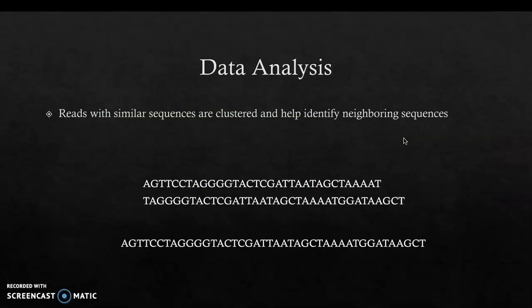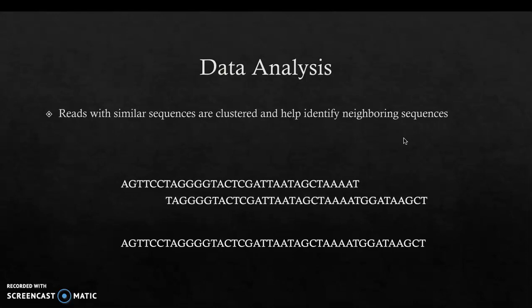So then we move on to the analysis step. Reads with similar sequences are clustered together and they're basically assumed to be the same piece of DNA, or they're considered to be pieces of neighboring DNA. And so what you're seeing here is two pieces of DNA that to us look like a jumbled mess, but when they're aligned properly, you see that this part right here is exactly the same in both of these sequences. And so it's assumed that these two pieces of DNA came from a similar place, from the same chromosome in different cells.